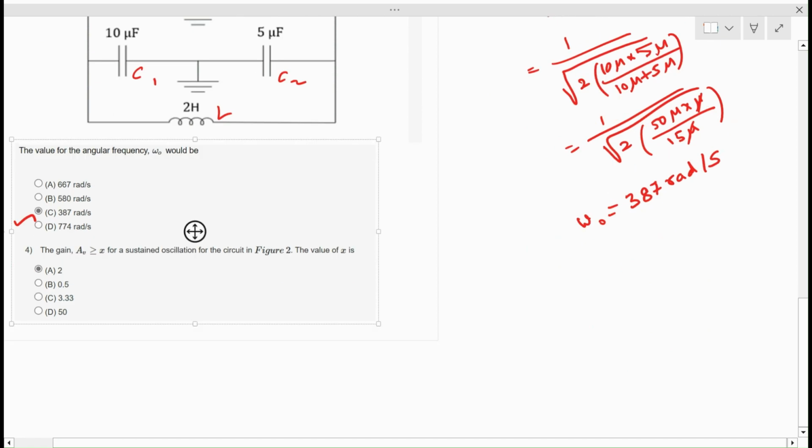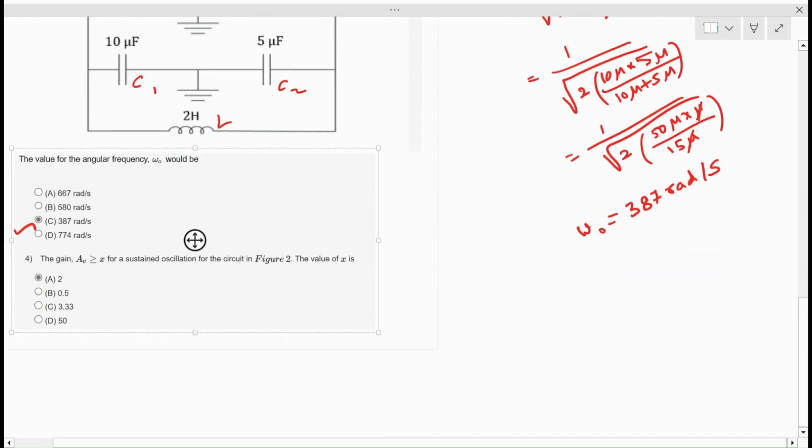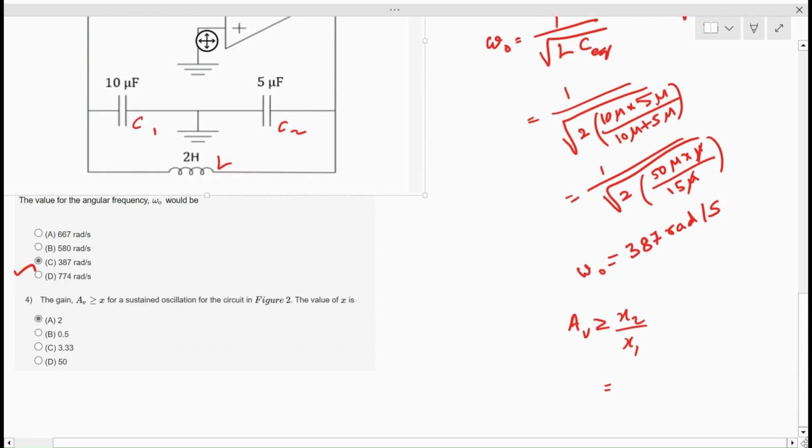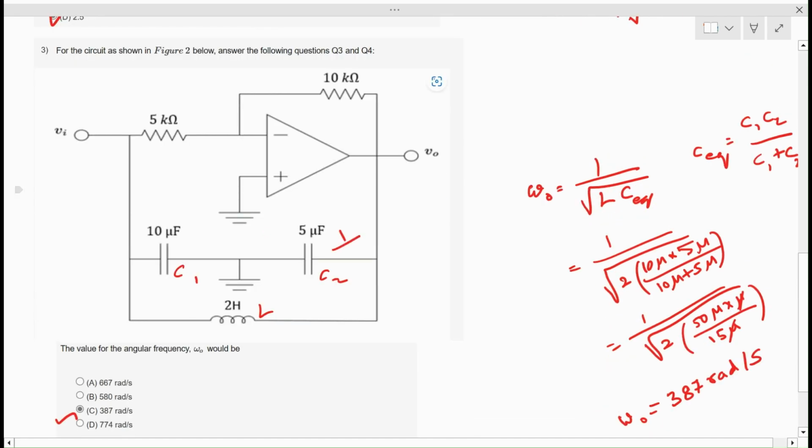Okay, for the same circuit, now what is the gain? The gain must be greater than or equal to X for a sustained oscillation. Okay, so what is the value of X? So here, as I said, AV must be greater than or equal to X2 by X1. And what is X2 and X1? X2 is nothing but 1 by j omega C2. X1 is 1 by j omega C1.